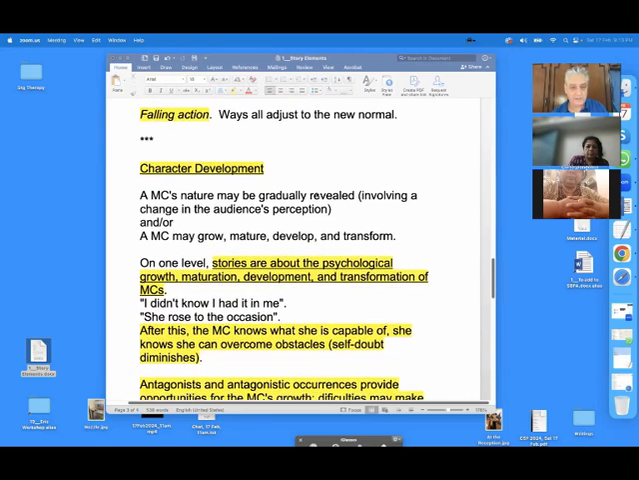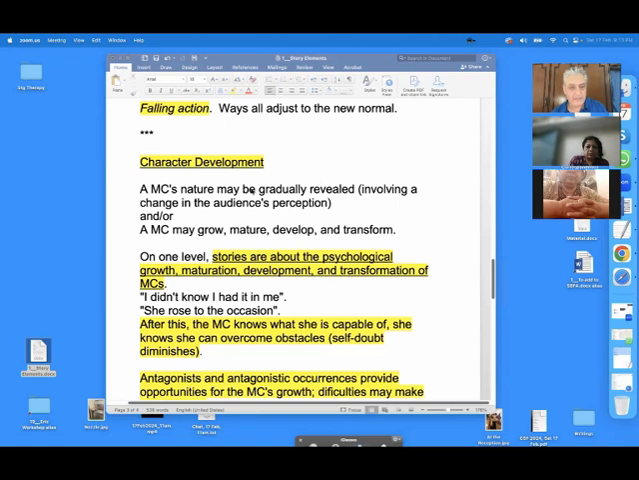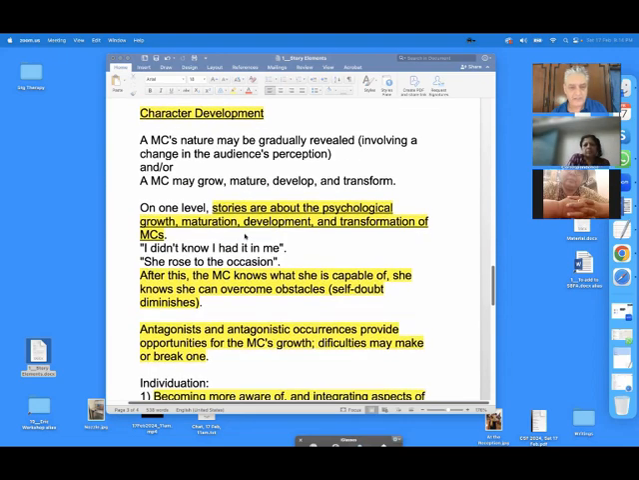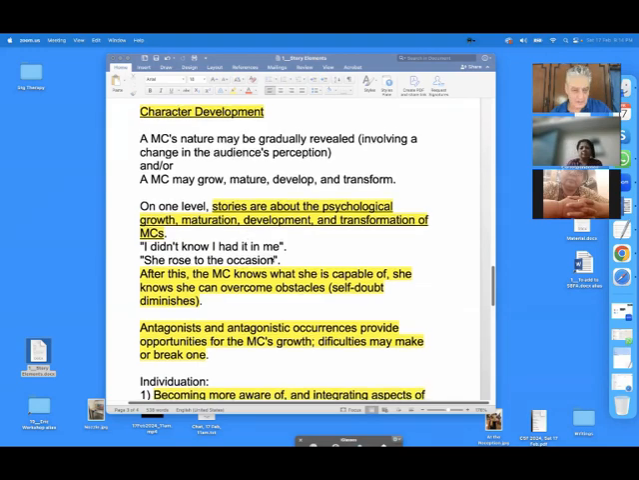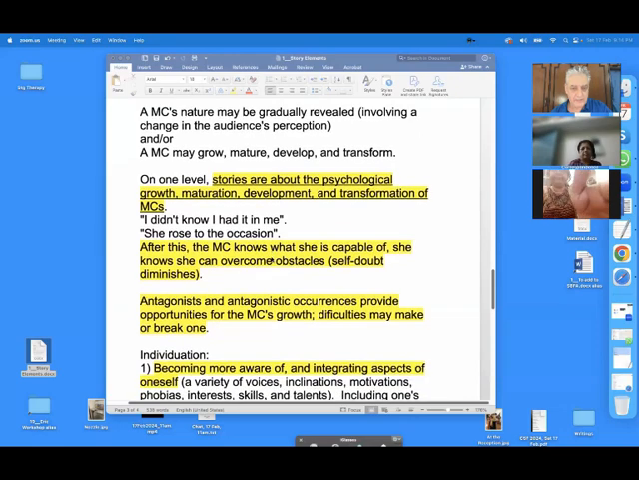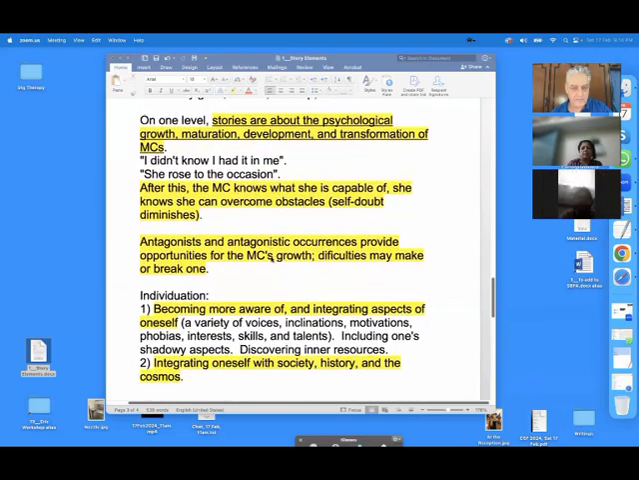Okay, character development. It may be that the audience just learns more about a character in the course of the story, and so our perception changes. Or it may be that the character actually changes. It can be one or both. So I'm saying that on a very important level, stories in general are about the psychological growth, maturation, development, and transformation of the main character, where I like these phrases. She rose to the occasion. She outdid herself. After this, she knows what she's capable of, and she has more confidence in herself.